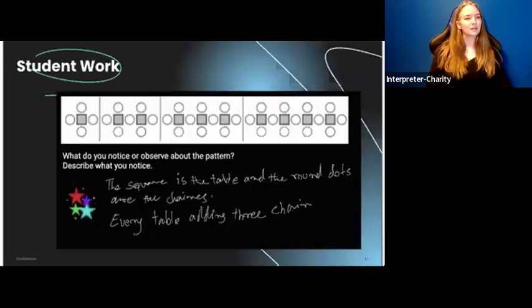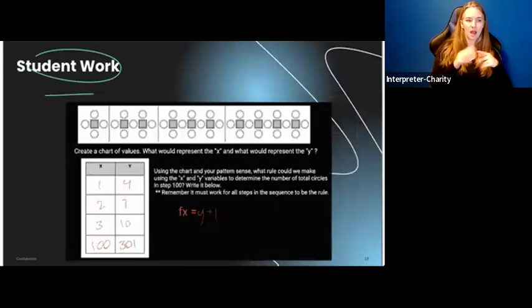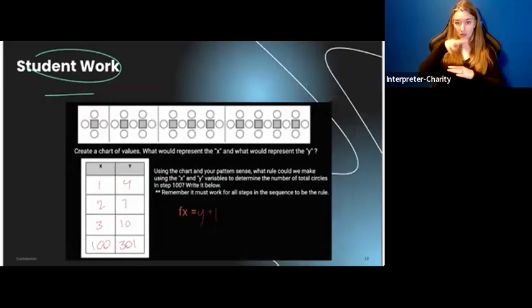All right, some student work again. We tried this with another pattern; we were talking about tables and chairs another time also. And this is another one from that visual number patterns. We started with what you notice and what you wonder. Do you see a pattern? Describe what you notice. And then I moved them to, could you set it up in a table? What would be your X and what would be your Y?